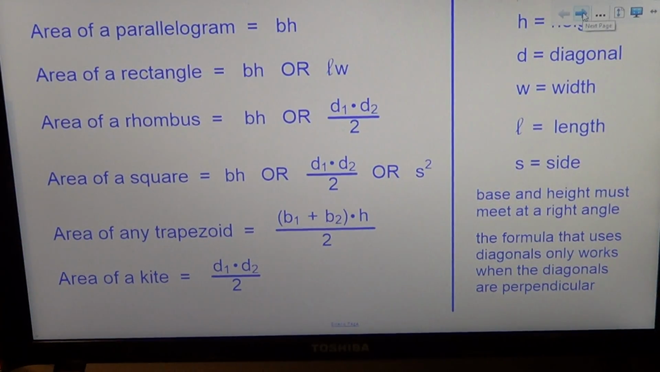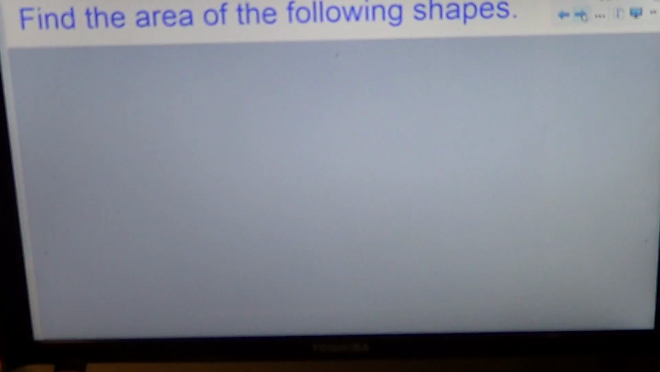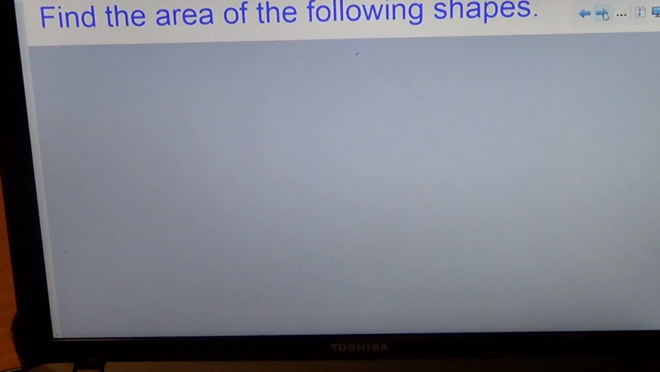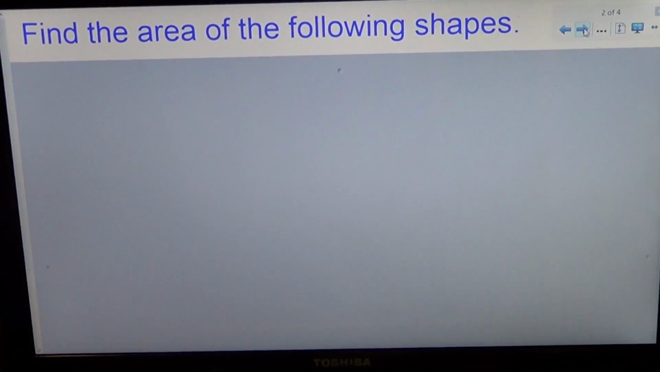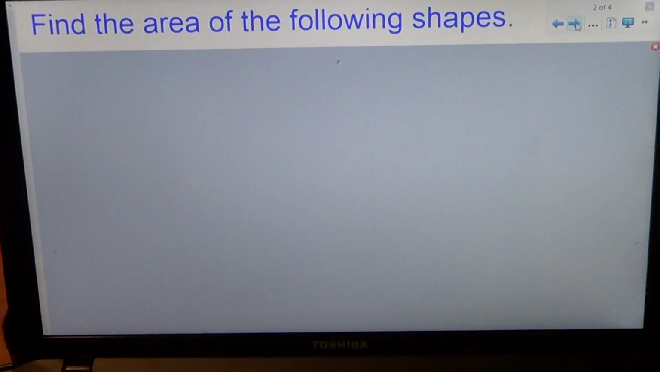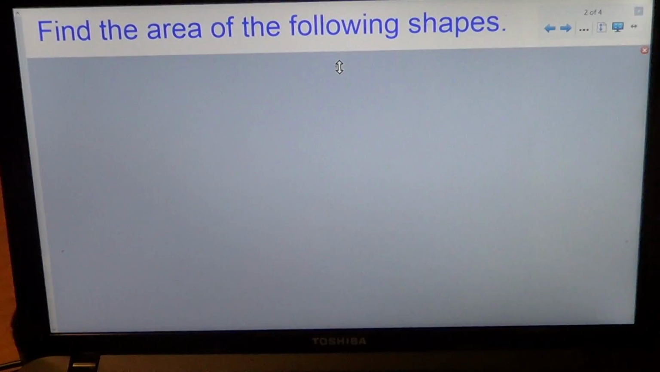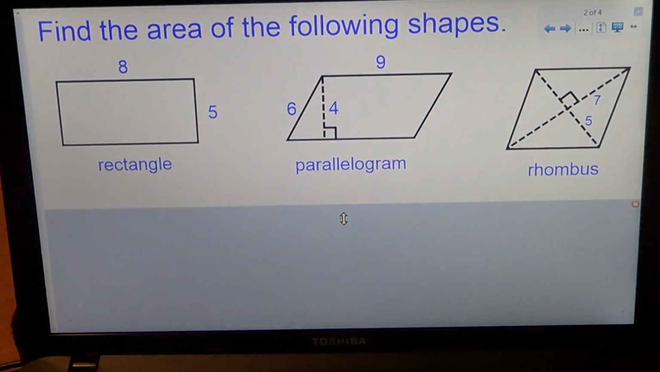Alright, let's do some examples. I've got a bunch of shapes here, and my camera is struggling to focus. Let me work on that a little bit. Zoom out a tiny bit more. Alright, here we go. I want you to find the area of these shapes. I'm just going to give you 3 of them. Go ahead, copy them down real quick if you need to, and solve those areas, and then come back in a minute or so, 2 minutes, however long it takes you, and we'll do them together real quick. Okay, pause, solve.